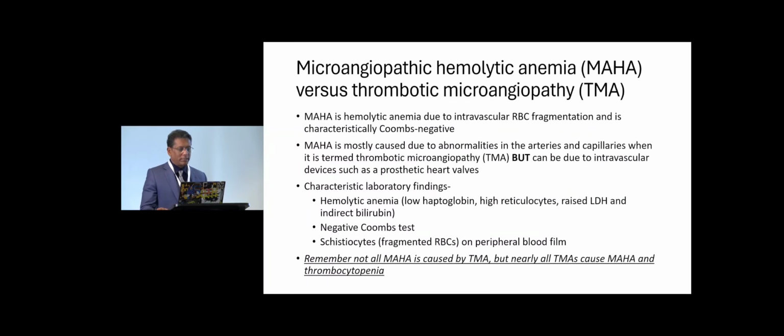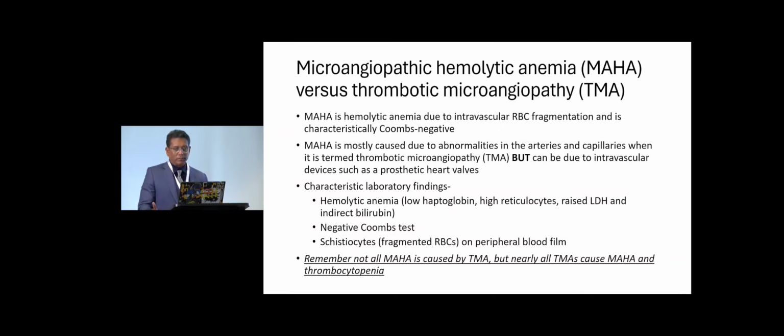So what's MAHA? It's basically hemolytic anemia, which is due to intravascular RBC fragmentation. So you got to pick up a hemolytic anemia, which is Coombs negative, and your hematologist colleague will tell that, oh, I can see schistocytes, and you got your MAHA. That's microangiopathic hemolytic anemia. It's mostly, as we know, due to abnormalities in the arteries or capillaries, when we call it TMA. But remember, it can be due to things like prosthetic heart valves. Or there's that example of soldiers who have marched for 40 kilometers and they ended up traumatizing their red cells.